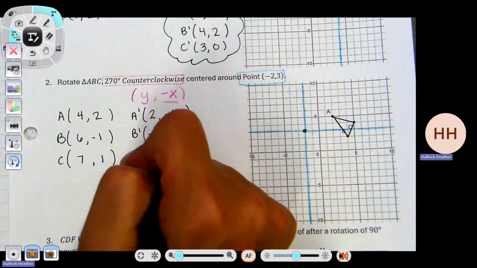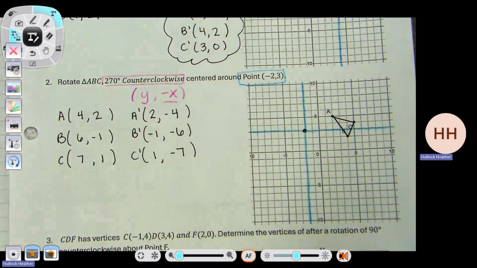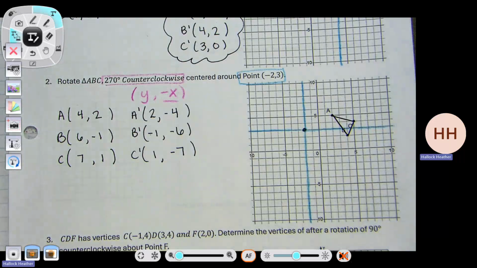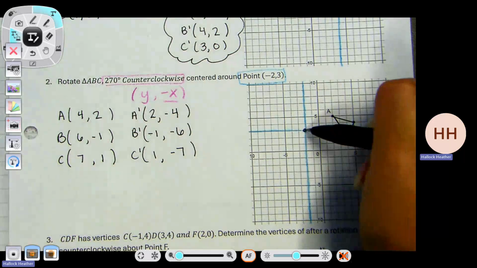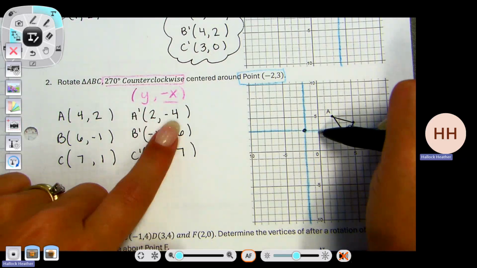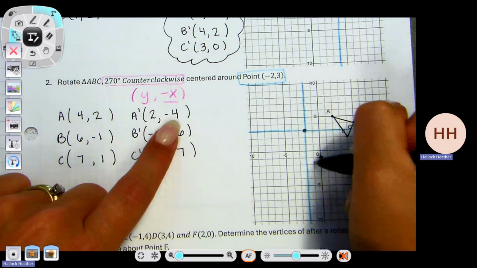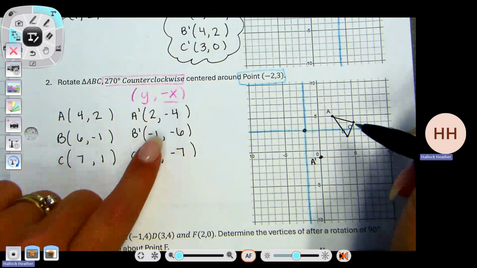And then C prime is where? 1, -7. We're going to plot those based on our fake 0, 0. Okay. So we're starting here, and then we're going to go over 2, down -4. So you're plotting it based on the fake 0, 0.